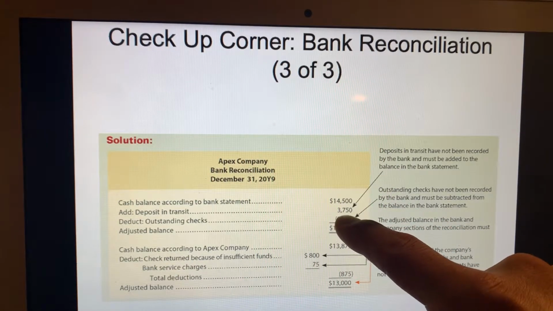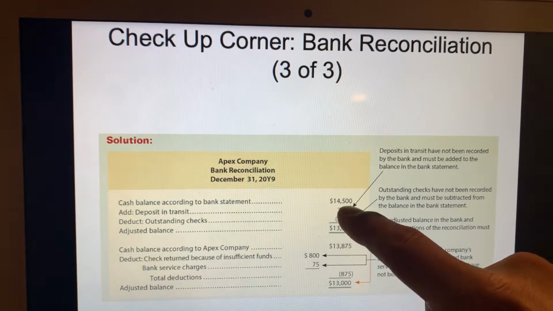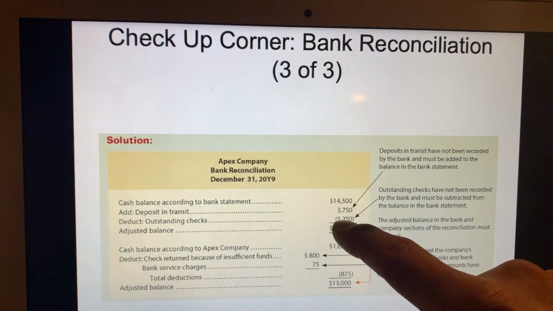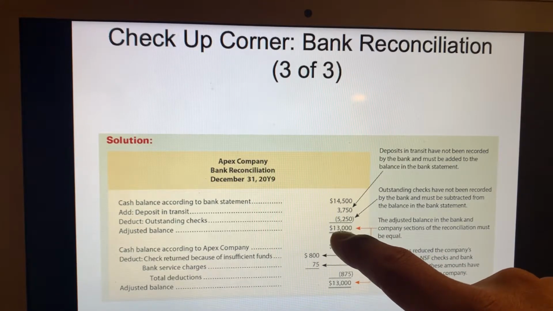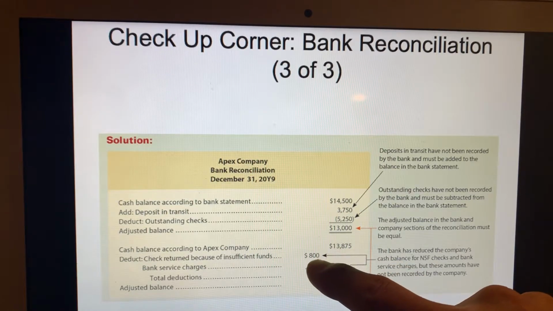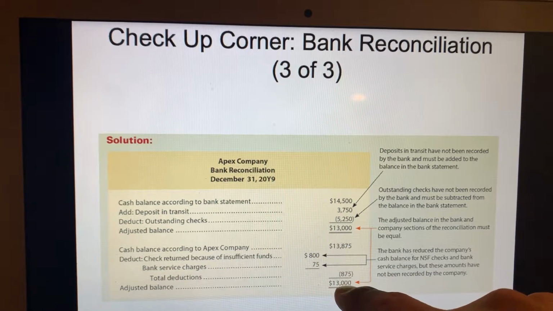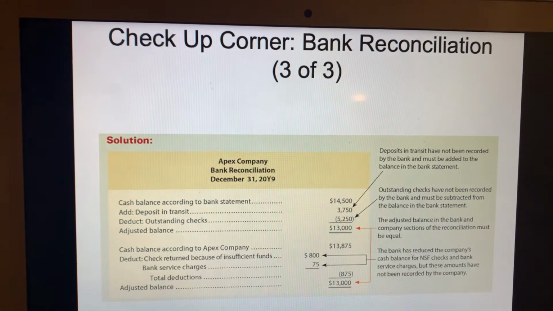$14,500, add deposits in transit, $37.50, deduct $52.50, those are outstanding checks. So $14,500, add $37.50, take away $52.50, we get $13,000. Now on the company side, $13,875, NSF of $800, bank service charge of $75, so deduct that from that, we get $13,000. Those equal each other, so we are in balance. We have reconciled, and we're good to move on.